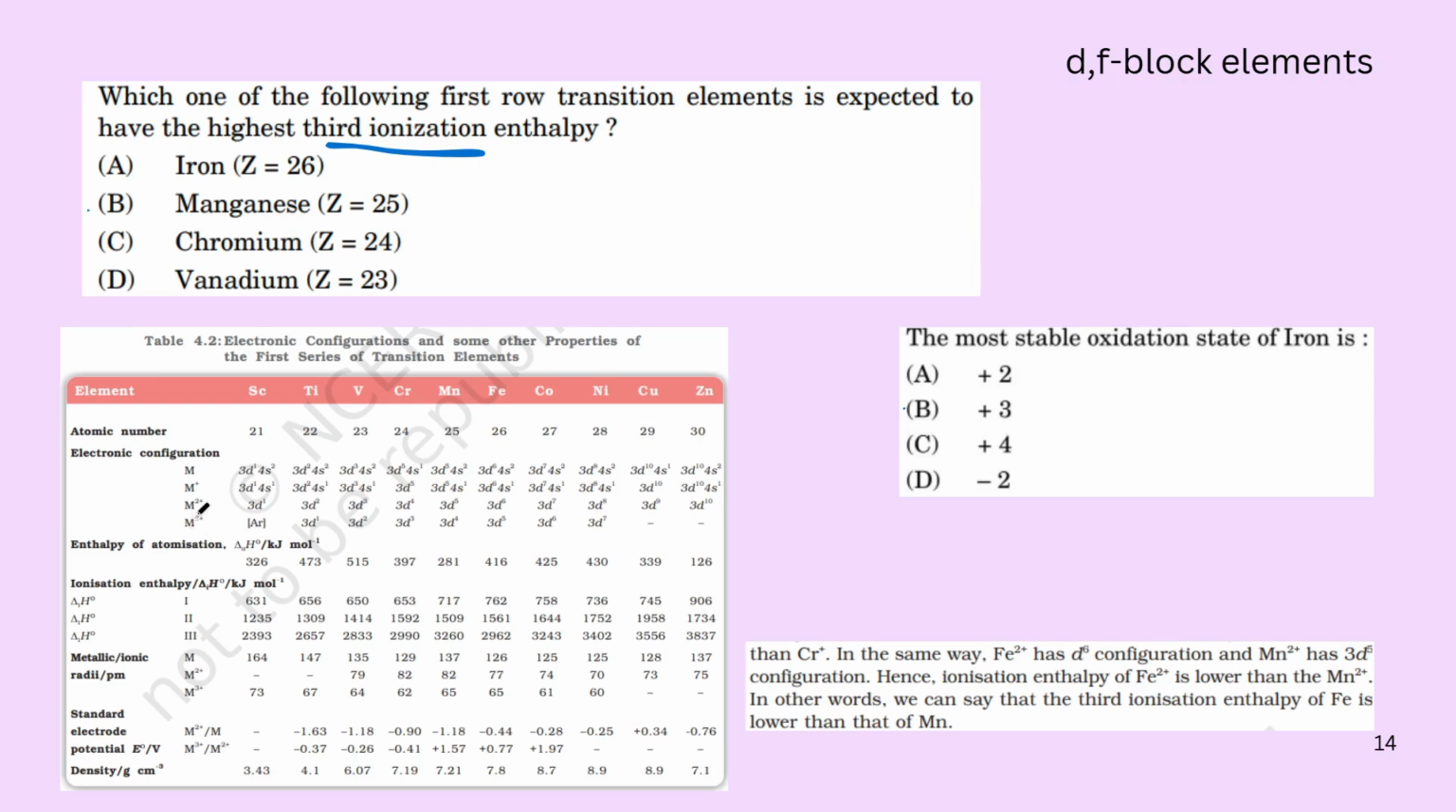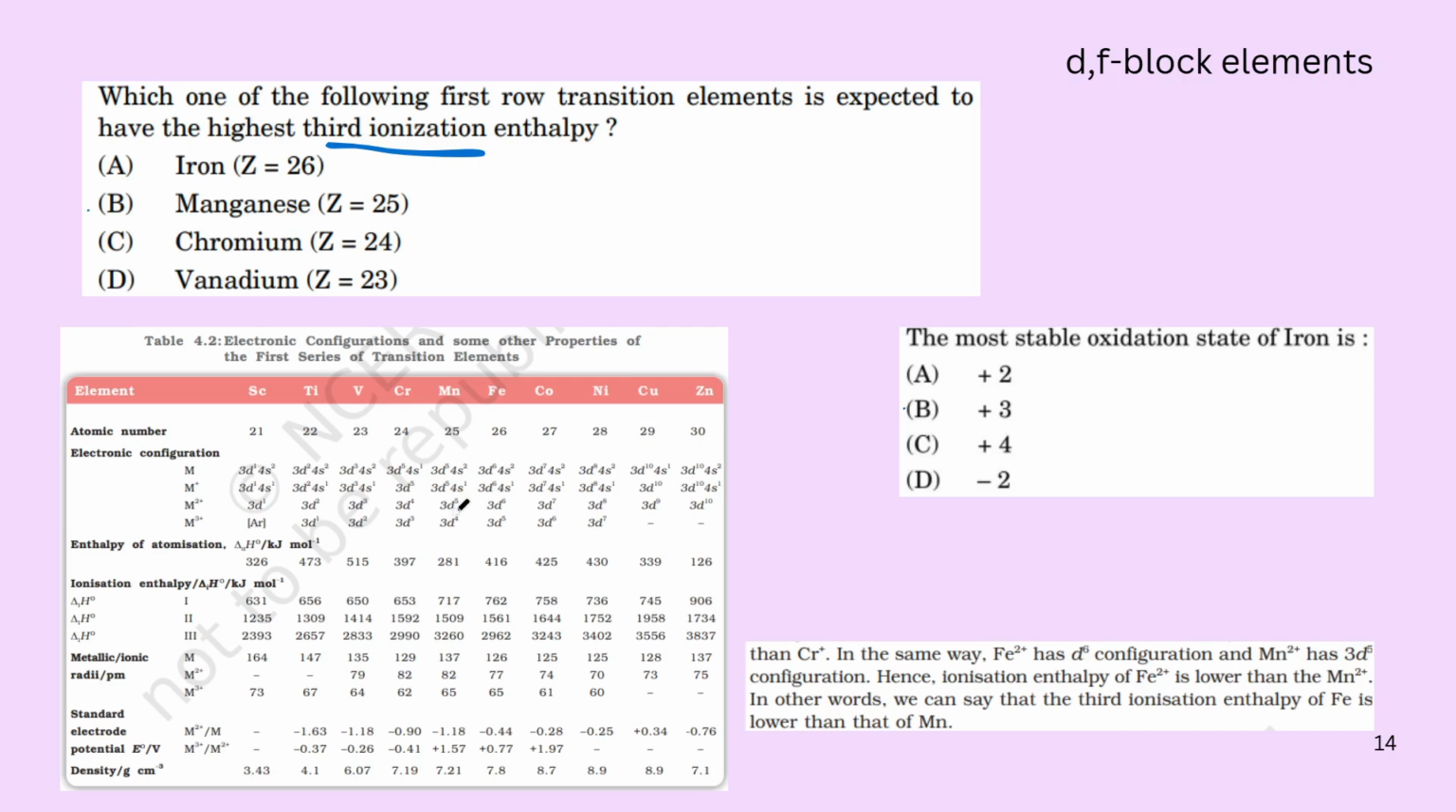So when we're talking about the third ionization enthalpy, how easy it is for it to switch from M2 plus to M3 plus, that is what we care about. The one which doesn't want to do that is going to be the one which has a very high third ionization enthalpy. And out of all of this, if you look at the electronic configuration, manganese Mn2 plus has a configuration of 3d5, and we know how they get about half-filled orbitals.